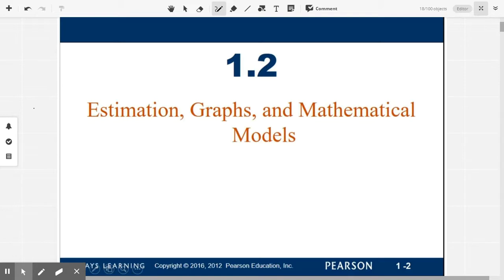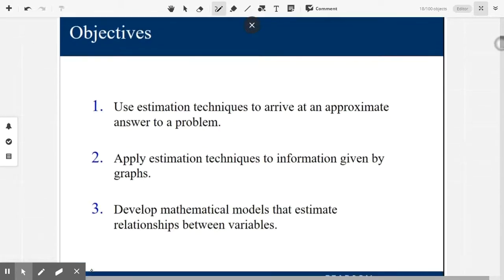All right, so we are going to go with section 1.2, which is the only section out of this book in chapter 1 that we will be doing. We'll move into chapter 3, so this section will be included in our chapter 3 test when we get to it. But as you can see, we're going to look at some estimation, graphs, and some mathematical models in this section. So here we go.